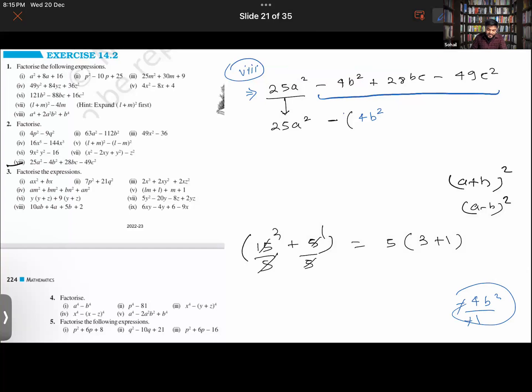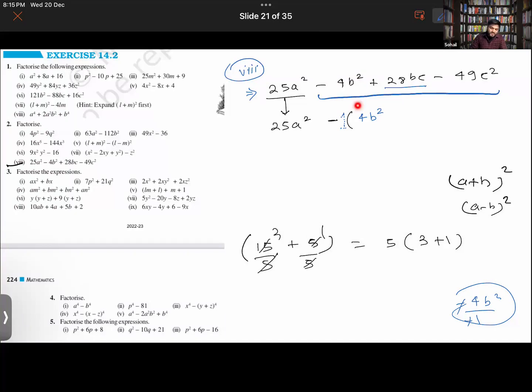Assume that there's a hidden one over here. You can assume it for the sake of convenience. And this 28bc will become what? 2 into 2bc into 7.